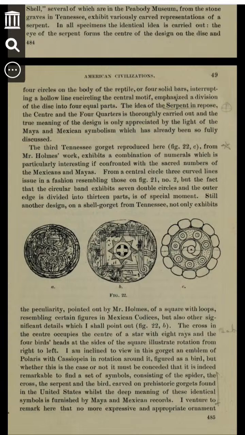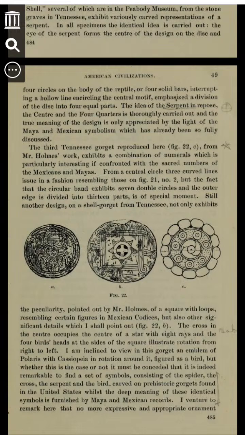and Mayas, right? From a central circle, three curved lines issue in a fashion resembling those on figure 21, number 2, but the fact that the circular band exhibits 7 double circles and the outer edge is divided into 13 parts is of special moment. She wrote kind of weird.